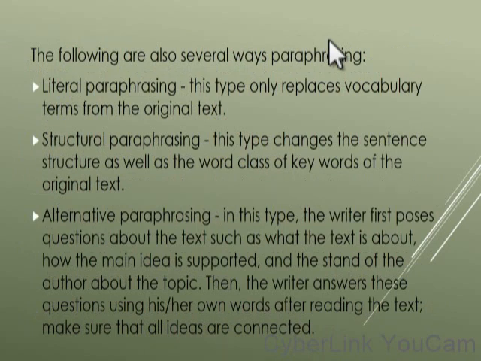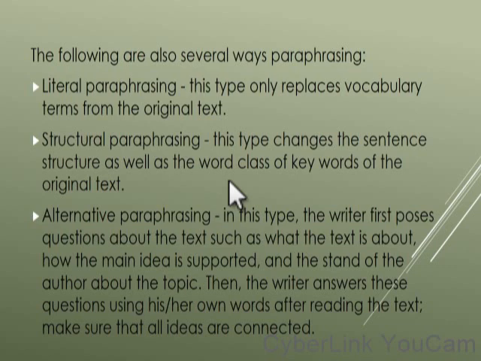The following are also several ways of paraphrasing. Number 1, literal paraphrasing. This type only replaces vocabulary terms from the original text. From the word itself, literal. You can only replace the vocabulary in the original text. Number 2, structural paraphrasing. This type changes the sentence structure as well as the word class of the keywords of the original text. You are changing the structure of your sentences. You are paraphrasing it. That is structural. When the structure is changed.